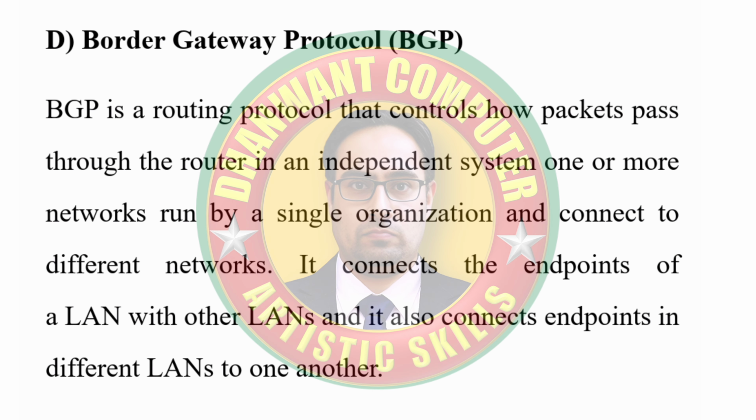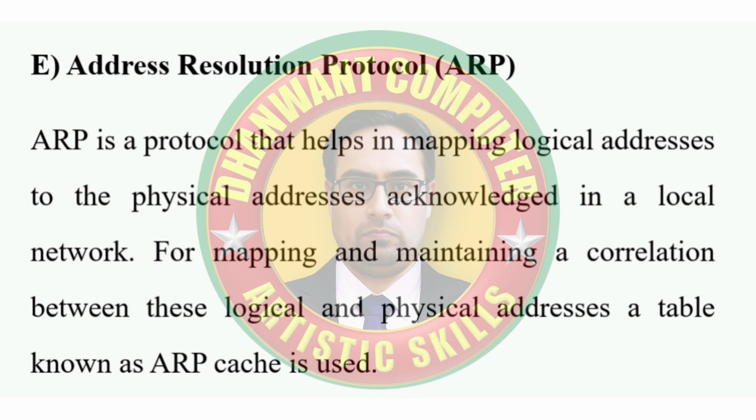D. Border Gateway Protocol, BGP. BGP is a routing protocol that controls how packets pass through the router in an autonomous system. One or more networks run by a single organization and connect to different networks. It connects the endpoints of a LAN with other LANs, and it also connects endpoints in different LANs to one another.